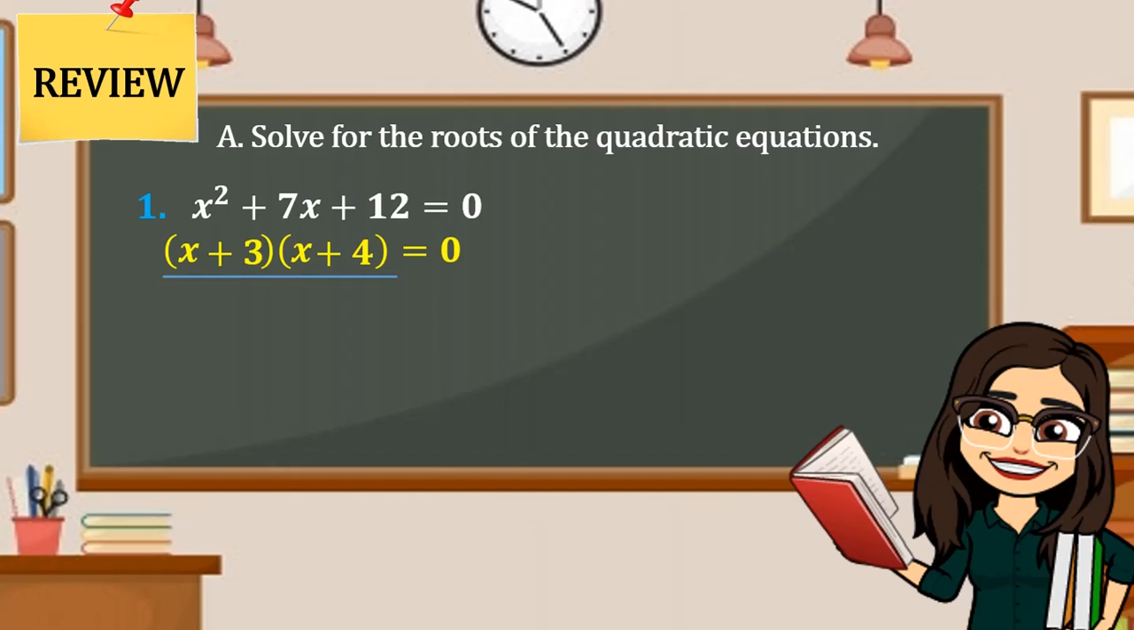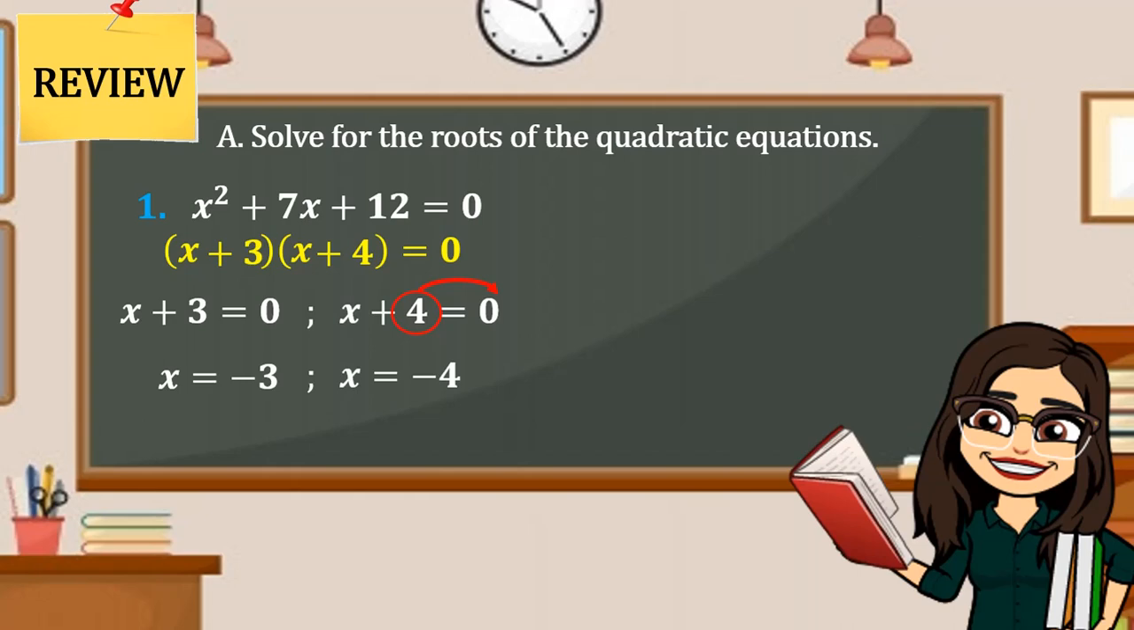After that, equate each factor to 0 and solve for the values of the variable. For x plus 3 equals 0, transpose positive 3 to the right side. Remember to change the sign as you transpose the term. We have now x equals negative 3. Next, for x plus 4 equals 0, transpose positive 4 to the right side, and it will become x equals negative 4. And these are the values of the variable, negative 3 and negative 4.